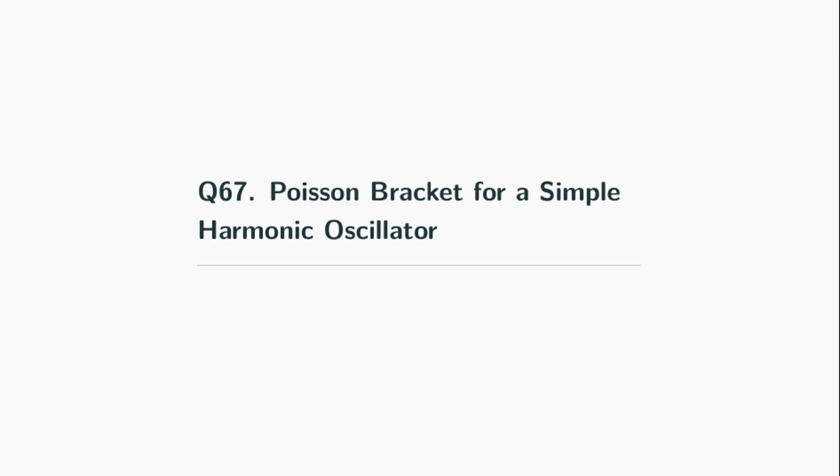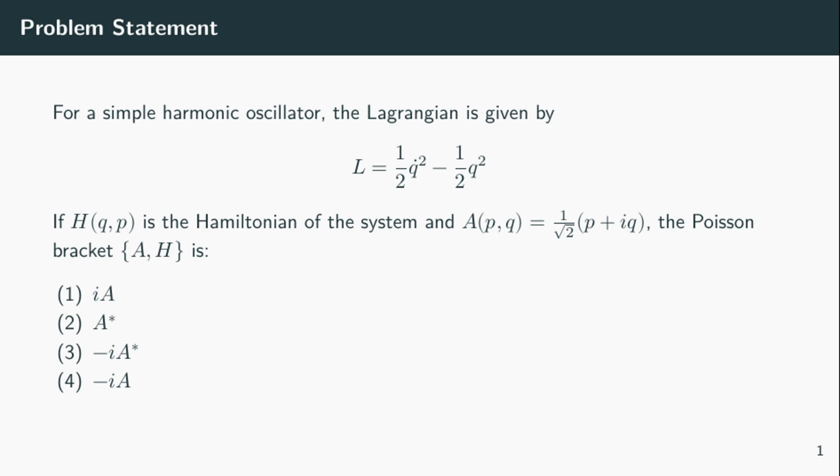Okay, let's take a look at this problem about the Poisson bracket for a simple harmonic oscillator. For a simple harmonic oscillator, we are given the Lagrangian. Remember, the Lagrangian tells us a lot about the system's dynamics. Here it's given by L equals 1/2 q dot squared minus 1/2 q squared.